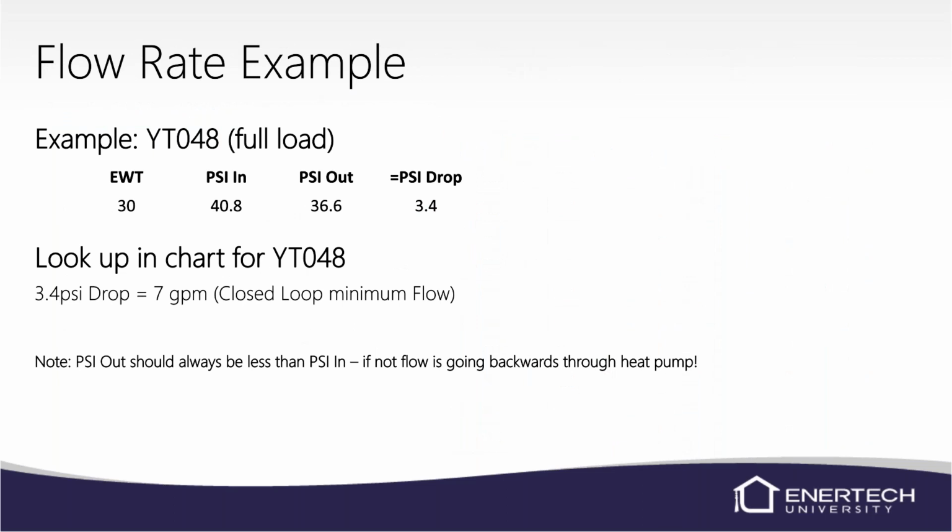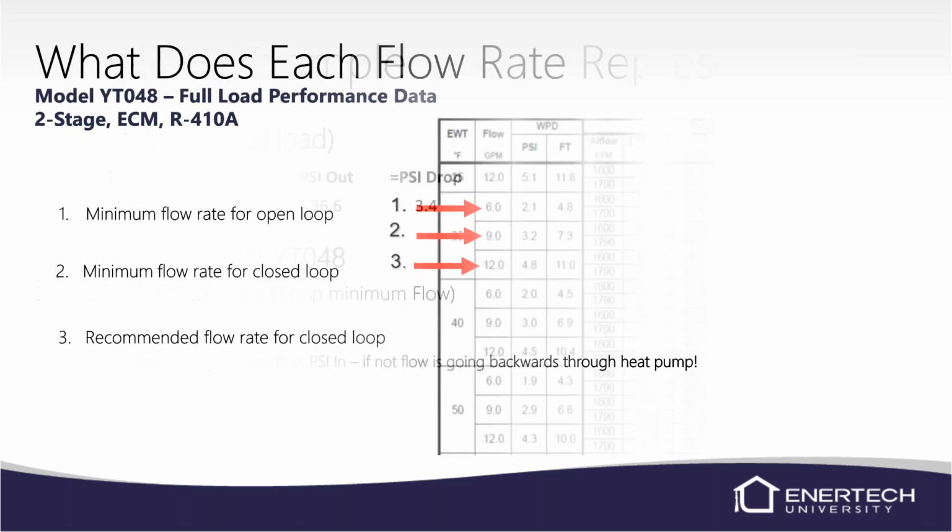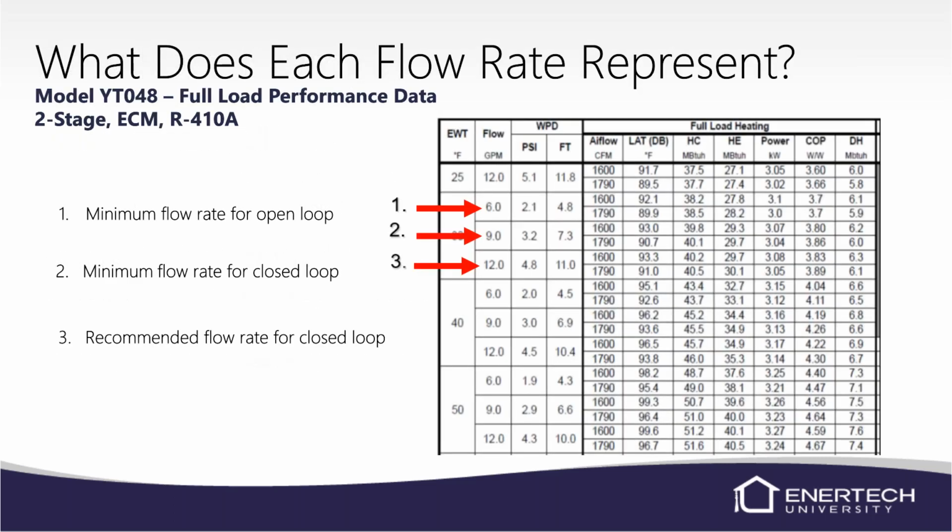So here's a flow rate example. We've got an entering water temperature of 30. We have PSI in of 40.8 and PSI out of 36.6. So then we would just do the math, and I think that's not actually 3.4, it's 4.2. But basically we would look in that chart.